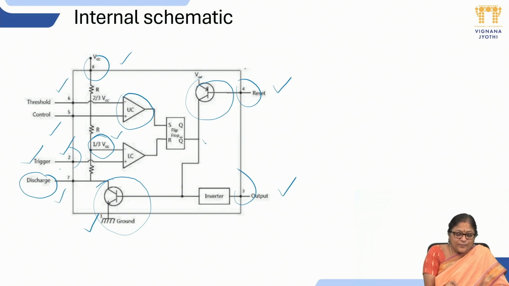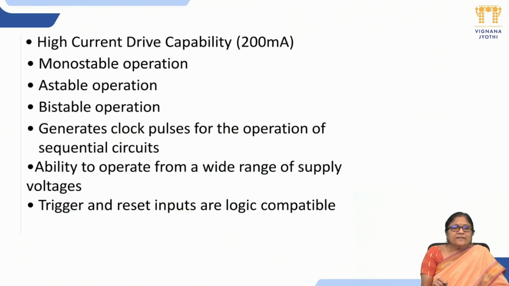This set and reset will make your flip-flop either high or low. Here we have taken the output at Q bar. Q bar means, suppose set is 1, the output of your flip-flop is 1 but its complement is 0, and that 0 is taken through the inverter and it produces an output. So each and every pin has its own significance, and whenever we connect into a special mode of operation, we have to connect the external components and see the operation. Basically, this 555 is operated in 3 modes.